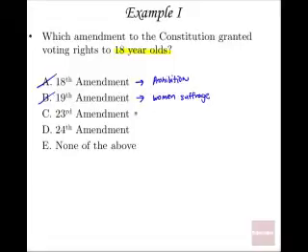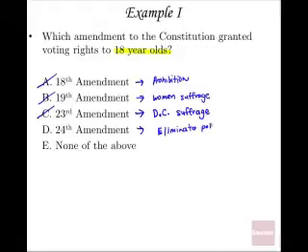The 23rd Amendment has to do with suffrage, but it has to do with D.C. suffrage. This is the Michael Jordan Amendment, the most famous number 23 to move to Washington, D.C. And so that wasn't it. The 24th Amendment has to do with elimination of the poll tax.